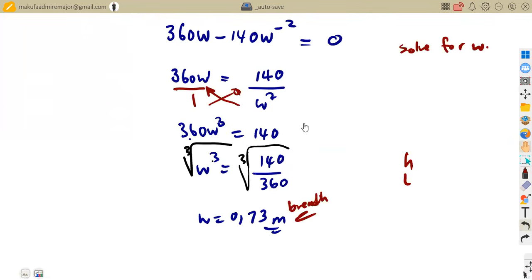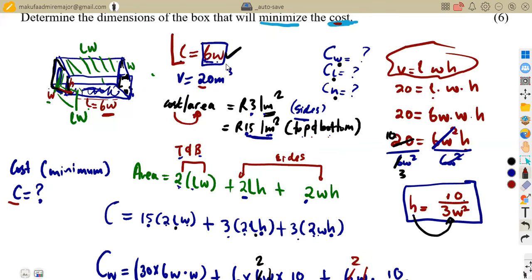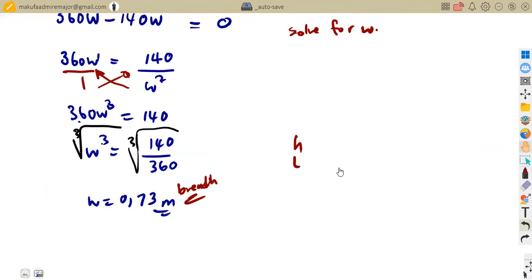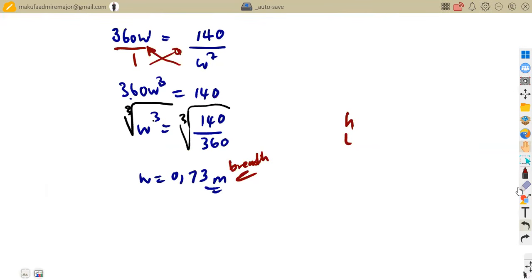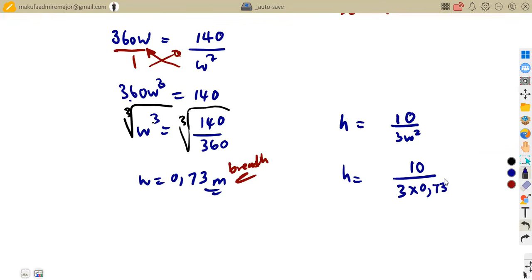From where? From what we are given before in terms of W. Remember, here we've got our length in terms of W, which is 6W, and our height in terms of W, which is 10 over 3W squared. So we're going to make substitutions into these formulas in terms of W. Let us start with the height. As we saw, our height is given as 10 over 3W squared, where W is the breadth. So our height is going to be 10 over 3 times our W, that's 0.73, and you're going to square this.